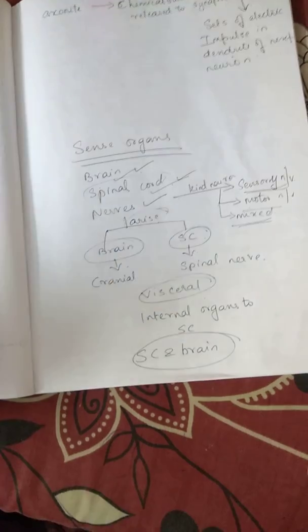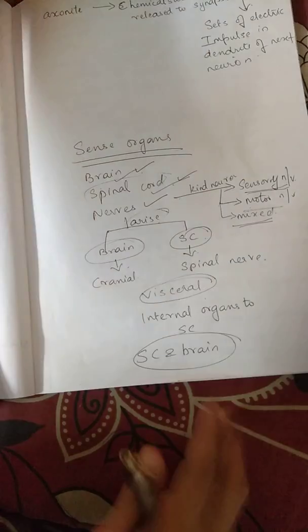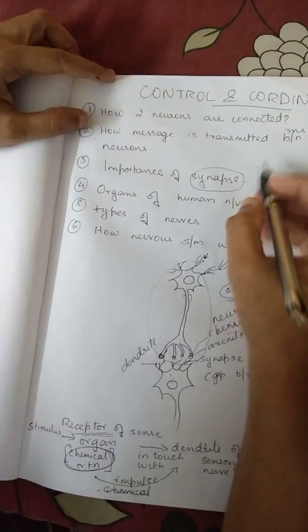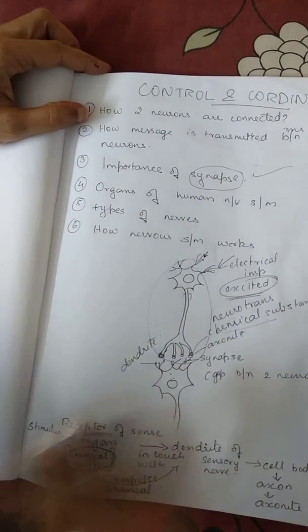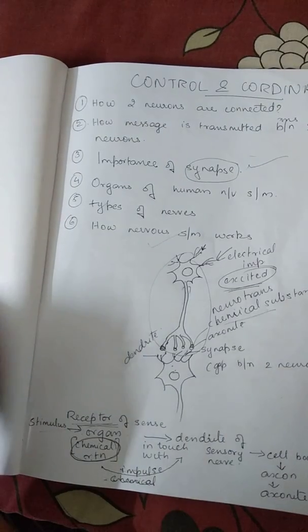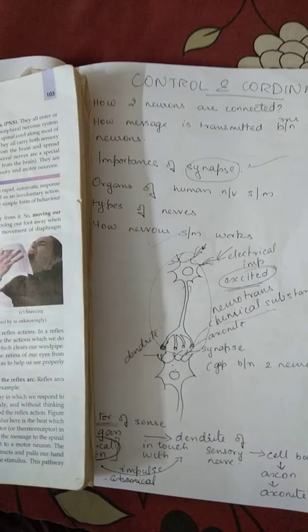So that is it regarding the nervous system, types of nervous system, importance of synapse and how the nervous system works. Now we are going to look at the parts of the nervous system in the next video.